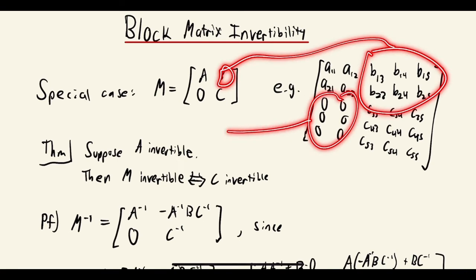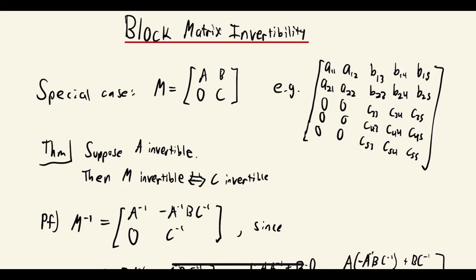So the theorem that we asserted in that video and that we want to prove now is that if we suppose that A is invertible, that is, this block matrix here is invertible, then the overall matrix M is invertible if and only if C is invertible. So an alternative but equivalent way of stating this theorem would have been to say that this overall matrix is invertible exactly when the two blocks here are both invertible. So let's prove this theorem.